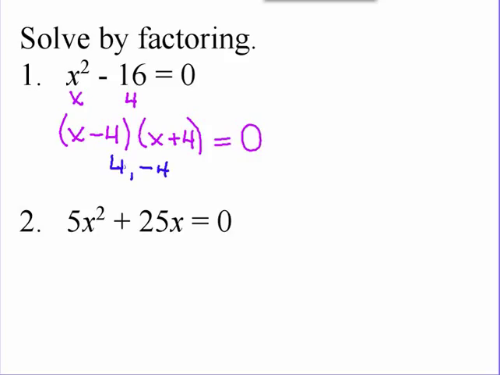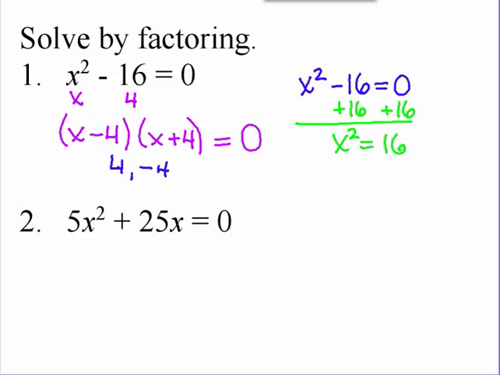I also saw somebody do this. They said, I've got x squared minus 16 equals 0, and so I'm going to add 16 to both sides, which is fine. And so you get x squared equals 16. Now, the big important thing to remember when you take the square root here is what? You have to take the positive and negative whenever you take the square root. That's something to file away for when you take the ACT. Whenever you take the square root, you take both the positive and the negative.